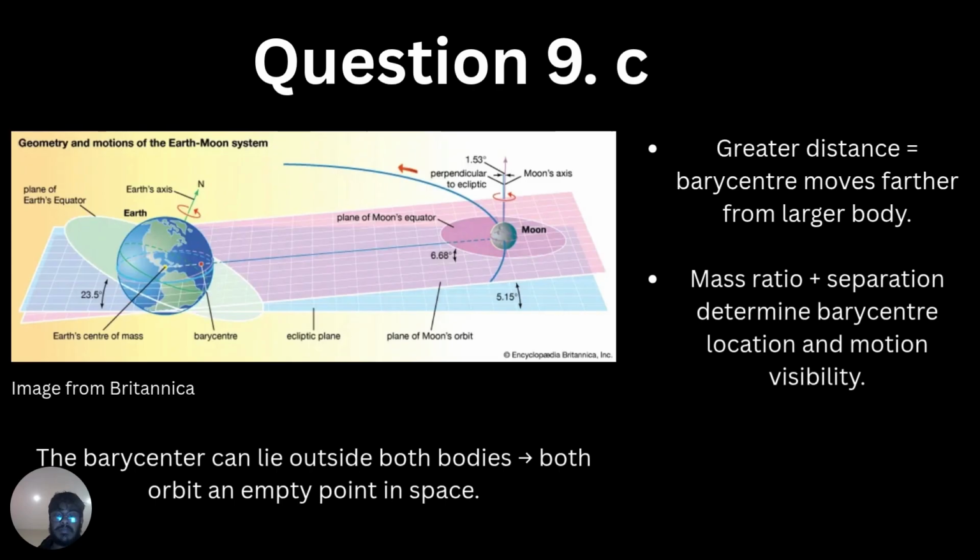Now, in planet-Moon versus star-planet systems, the key difference lies in their mass ratios and distances. In a Sun-Earth pair, the star's immense mass places the barycenter deep within the Sun, making it appear stationary while the planet orbits. If the masses were closer, the barycenter could even lie outside both bodies. So greater separation would also shift the barycenter further from the larger object.